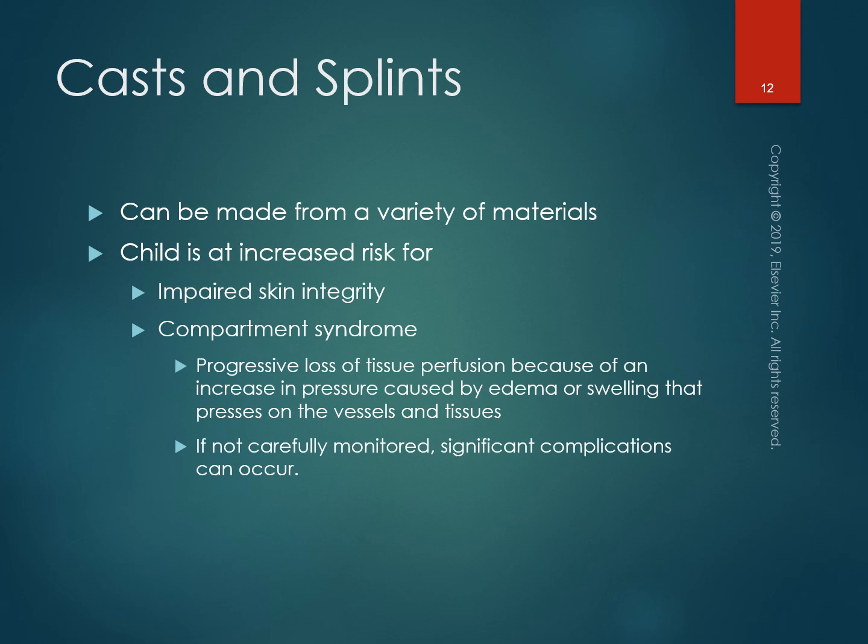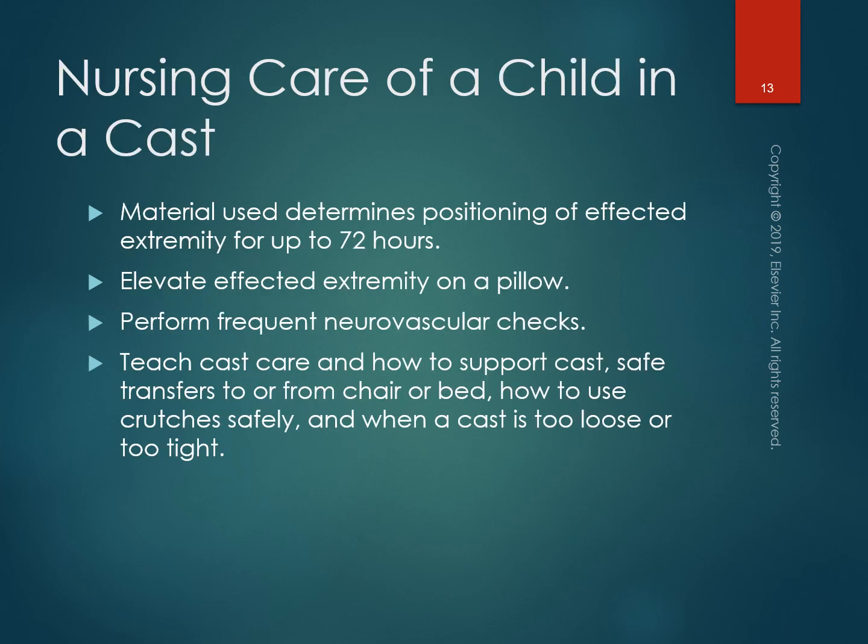Compartment syndrome is a progressive loss of tissue perfusion caused by an increase in pressure resulting from edema or swelling that presses on the vessels and tissues. This can be caused by a cast that is too tight and compromises circulation, or by excessive edema that causes ischemia. Nursing responsibilities include elevating the affected extremity on a pillow and performing frequent neurovascular checks on the distal digits. Parents are also taught how to check whether the cast is too loose or too tight and when to return to the clinic or healthcare provider.